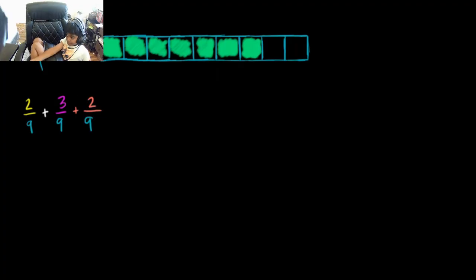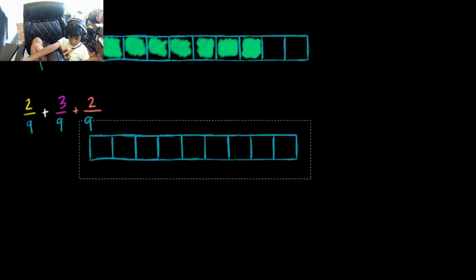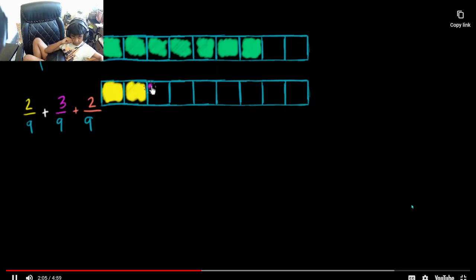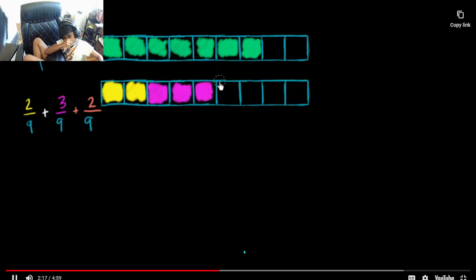So what would this look like? Let's just draw another grid here. I'll try to do it right below it so that we can see how they match up. So we have 2/9. Each of these is a ninth. We have 9 equal sections. So 2/9 is going to be 1 and 2. And then we're going to add 3 more ninths. So 1, 2, 3. So we add 3 ninths right over there.